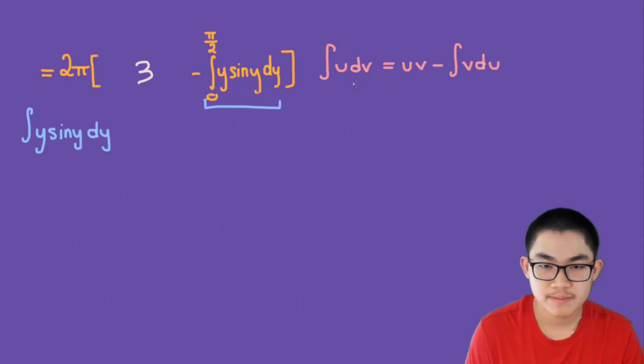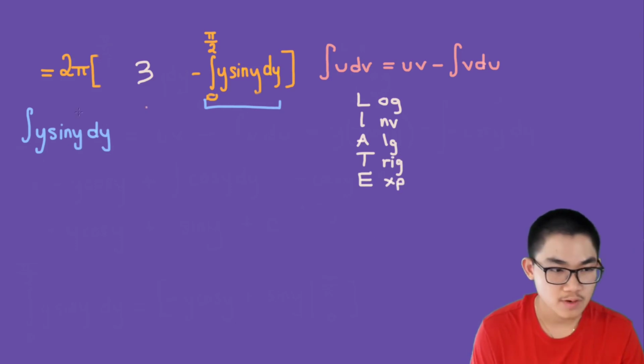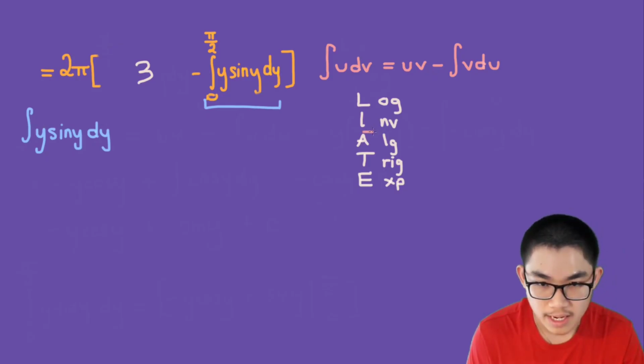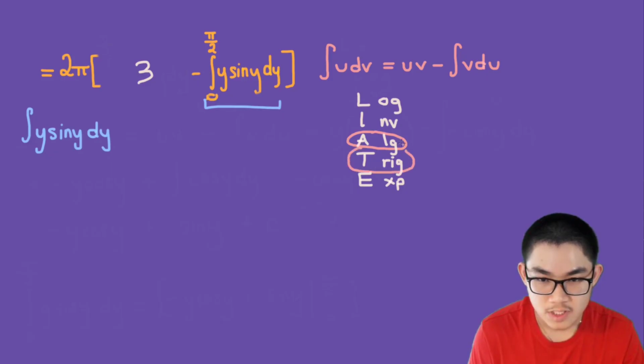So there's an acronym that you can use in your textbook, hopefully, which is LIATE. I don't know if that's how you pronounce it, but this is LIATE, where L stands for log, I stands for inverse trig, A stands for algebra, T stands for trig, E stands for exponent. And if you look at this, we know that y is the algebra, and sine is the trig. So whatever comes first is u, whatever comes second is dv. That's the way I like to think of it.